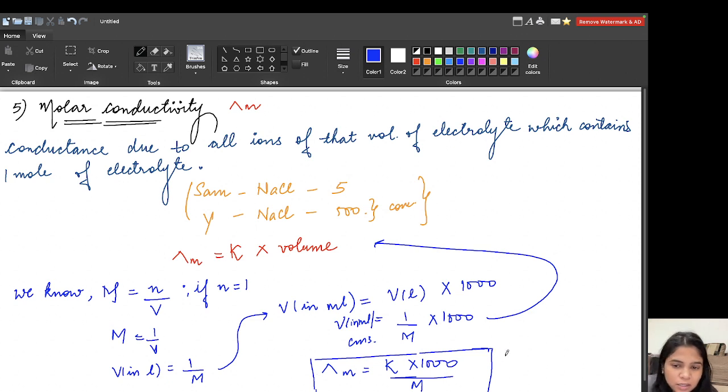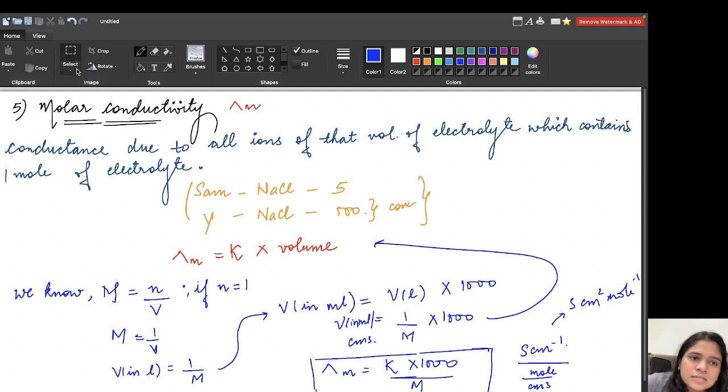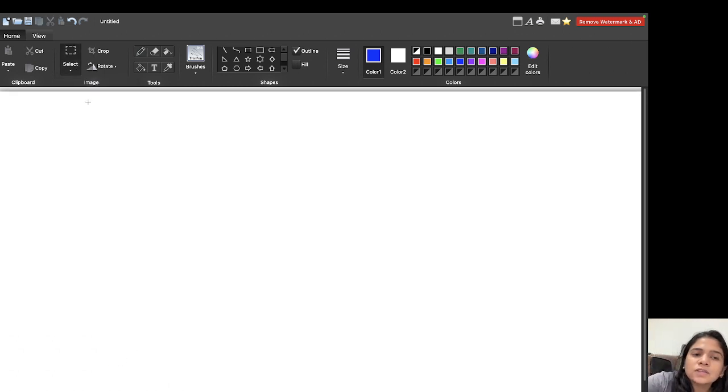And what will be the unit? What is the unit of kappa? Siemens centimeter inverse. And here your molarity unit is mole upon centimeter cube. Solve it, the unit will be Siemens centimeter square mole inverse. That is your molar conductivity. Similar to this, you will have the next term as equivalent conductivity.